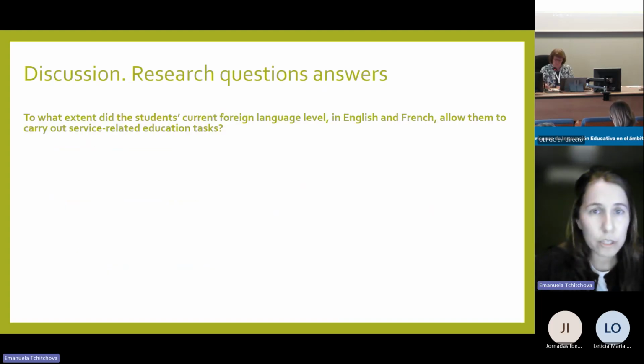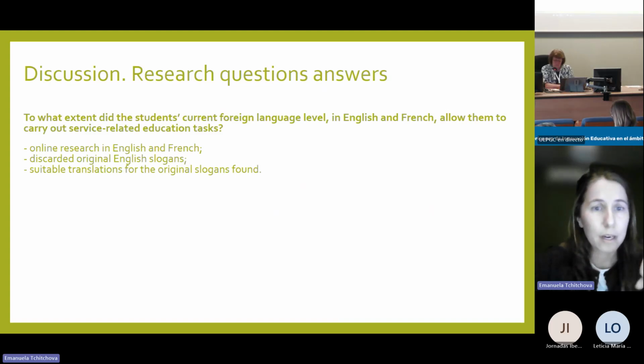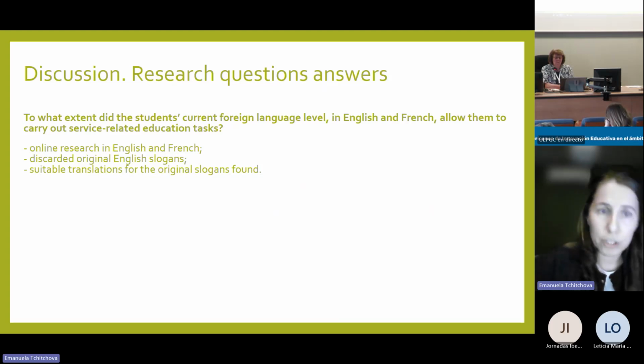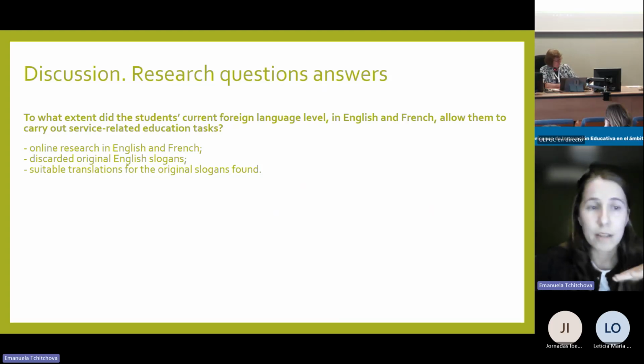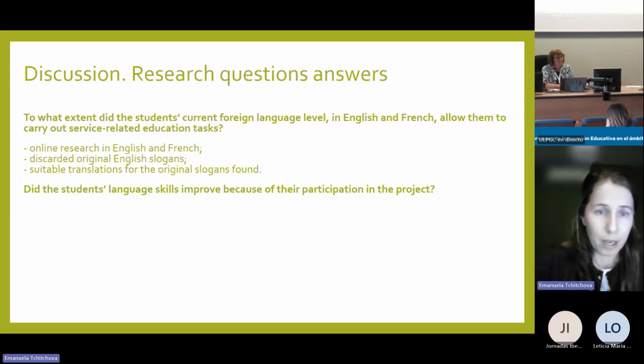Here are some answers to our research questions. So for the first one, to what extent did their current foreign language allow them to carry out service-related education tasks? We saw that they were able to do online research in English and French on the levels of language that they had. Of course, for English, it was clear that they could, but the question was for French more than English. They managed to discard original English slogans, meaning slogans that were translated into Bulgarian and French but were originally in English, and to find suitable translations for the original slogans.